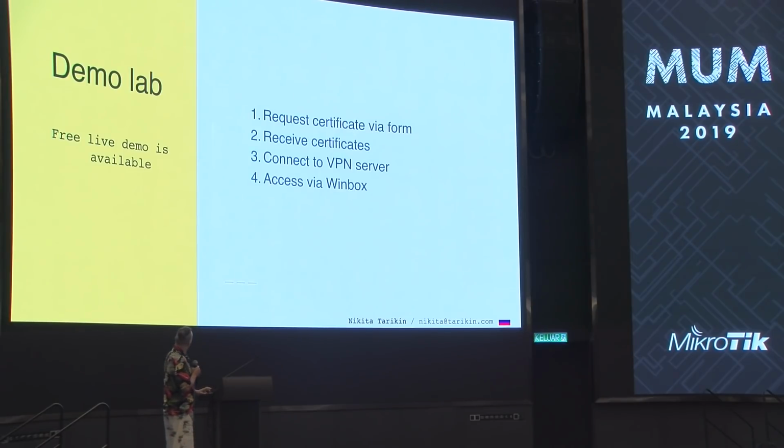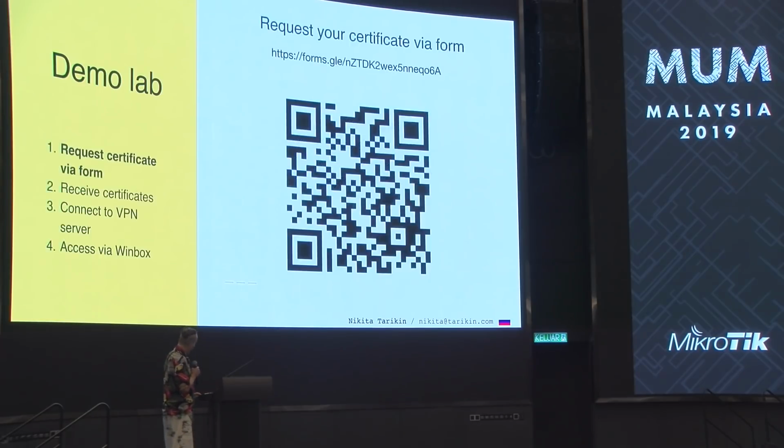So, 4 steps you need to do to access this demo lab with the working IPsec VPN server. Request the certificate via form. I will issue your personal certificate for you. Then you can connect to this router. I will send you by email. Connect to VPN server and access via Winbox.